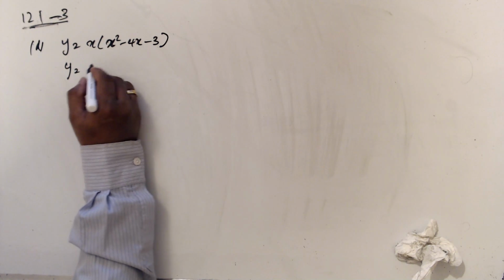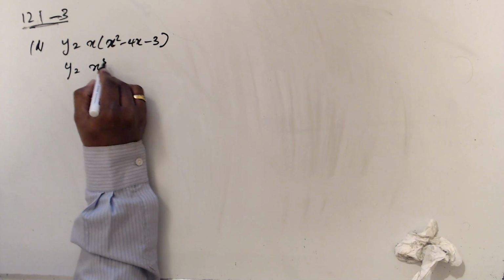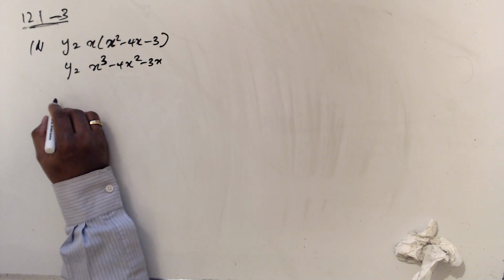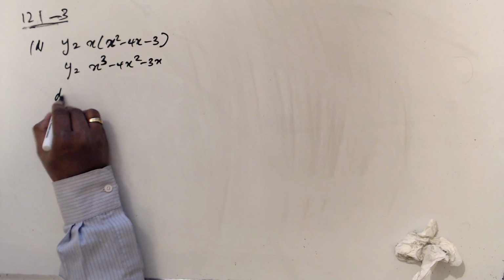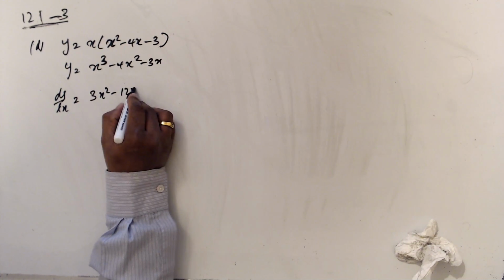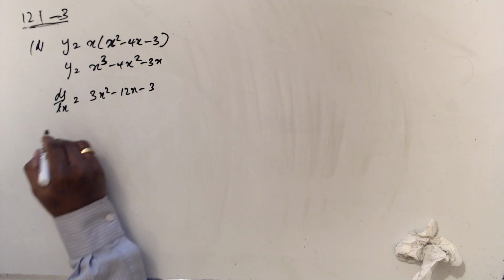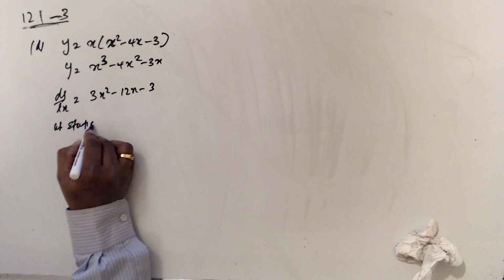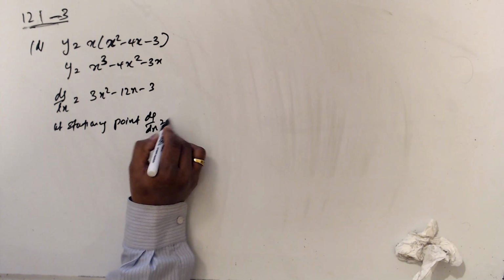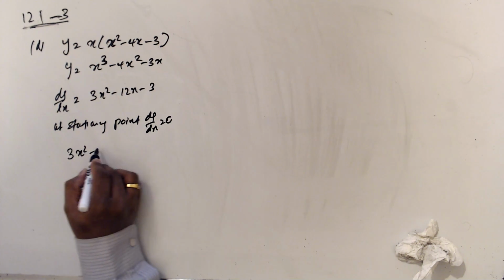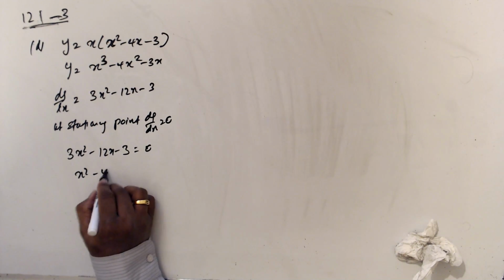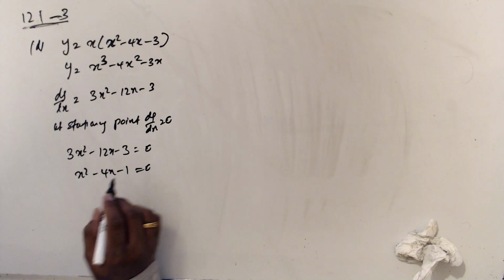Question 3, y equal this one, minus 3x. Then dy by dx is 3x square minus 12x minus 3. So at stationary point, dy over dx equals 0. So 3x square minus 12x minus 3 equals 0. So x square minus 4x minus 1 equals 0.